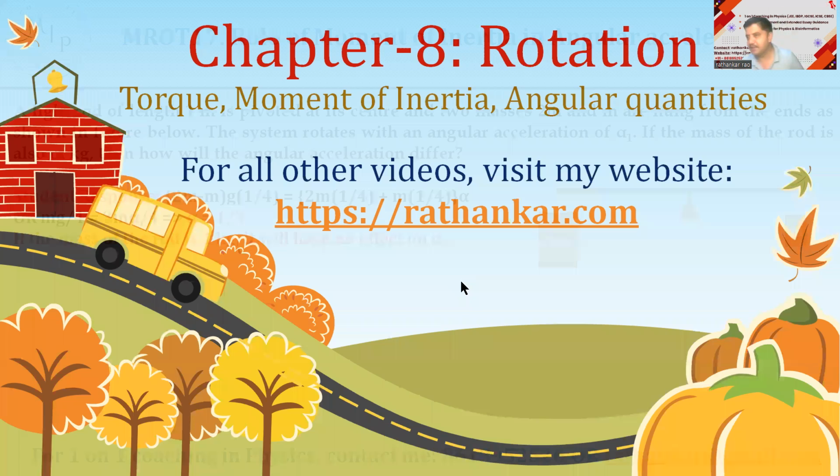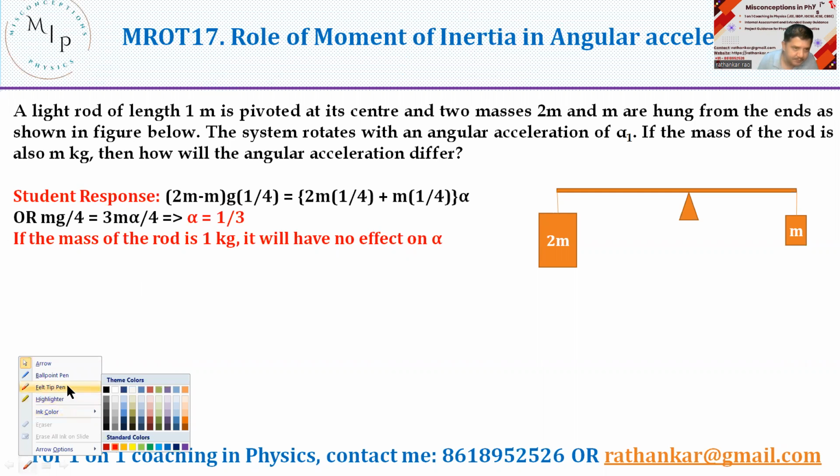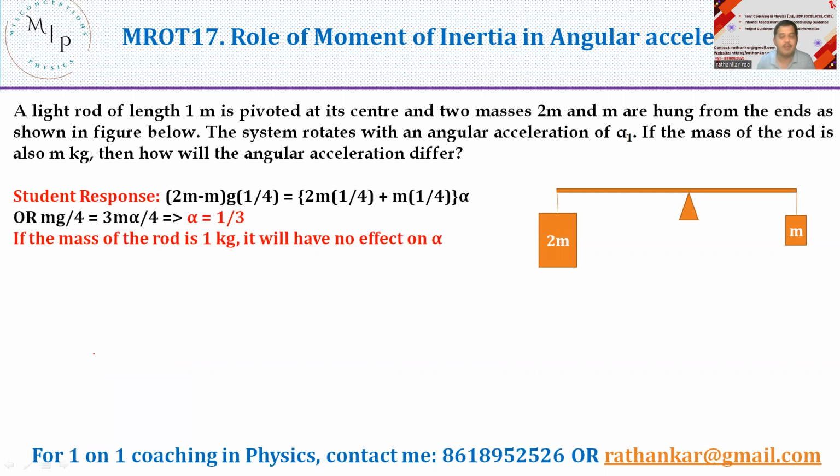Now let us look at this question. The question says, a light rod of length 1 meter is pivoted at its center and two masses M and 2M are hung from its ends as shown in the figure. Let me take up my pen initially. It's a new laptop, new software, so every time I need to select it.